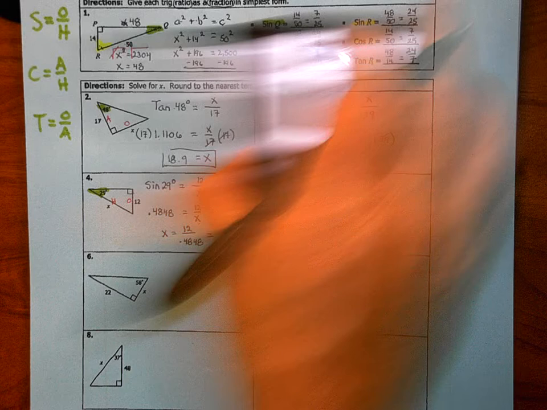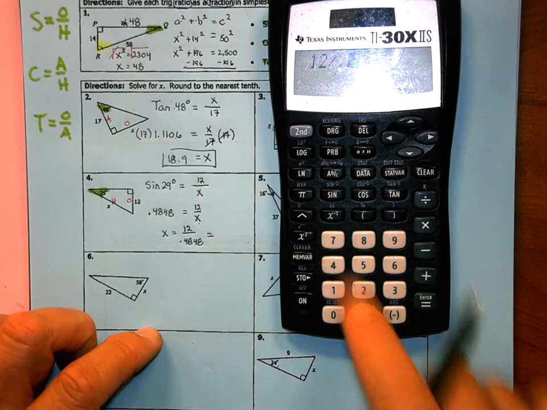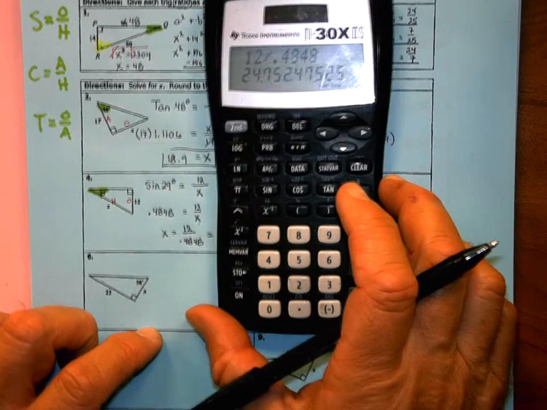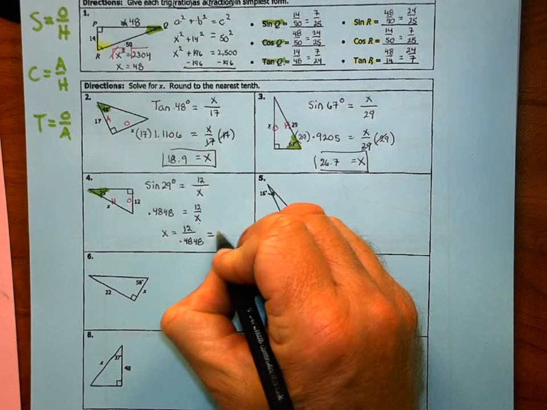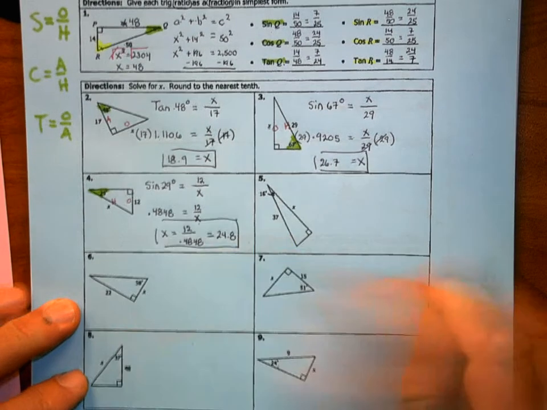So 12 divided by 0.4848 turns out to be 24.75, and then a bunch of numbers after that, 24.8. We're always rounding to the 10th. So there we go. Number 4 is 24.8. Okay, moving on to number 5.